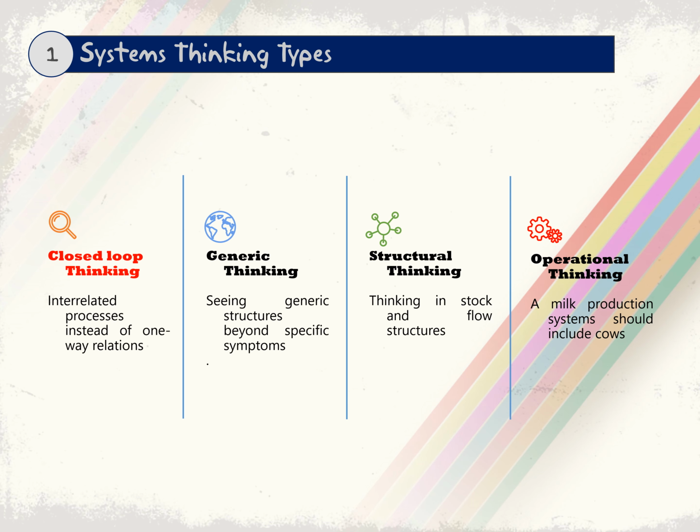The first one is what we call closed loop thinking. So closed loop thinking we have covered before, right? So thinking in loops, where you have one action that will create an effect and influence others' reactions. For the second one, we have generic thinking. So generic thinking is the ability to see the generic structure which occurs in different settings.